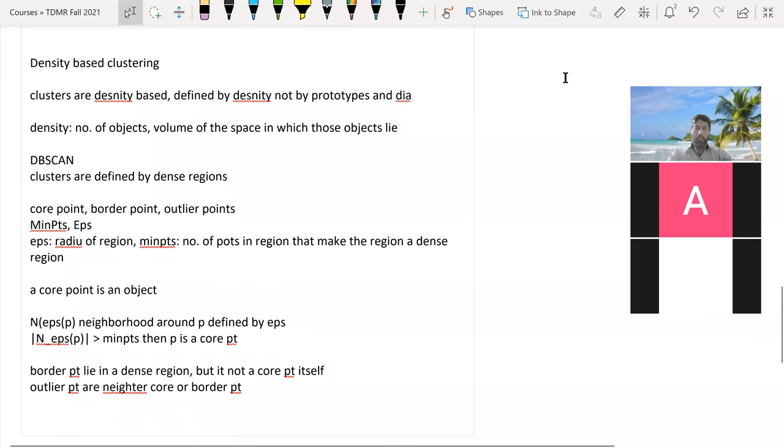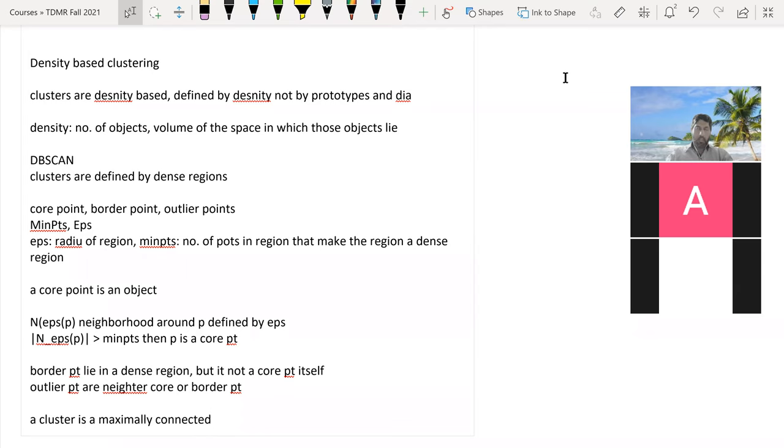Okay. So we have defined a core point as lying at the center of a dense region. So if you connect all those dense regions, then they form a cluster. So basically, a cluster is a maximally connected region formed by core points.